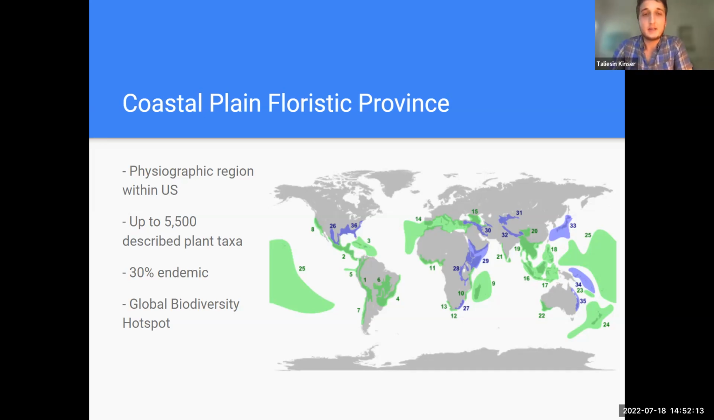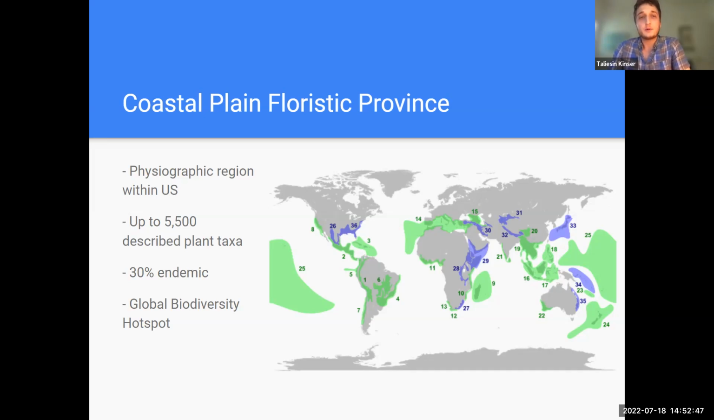Thank you, Julie. So to start, I'll introduce the region that I'm focusing on, which much of Florida falls within. This is the Coastal Plain Floristic Province, which is number 36 on that map there. This is a part of a physiographic region within the US that's defined by a lot of its shared geology of low elevation and a lot of its shared biogeographic history.